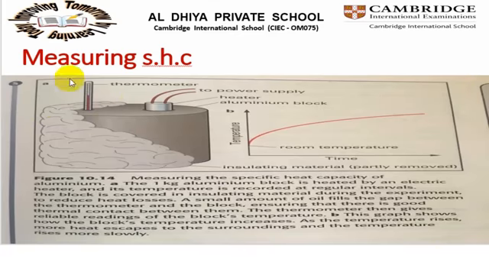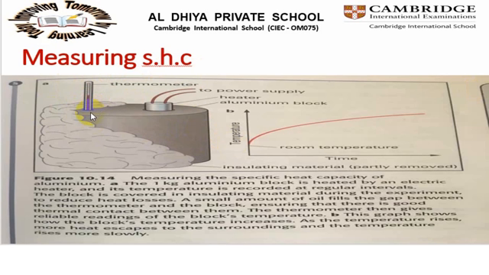How can we measure the s.h.c for a 1 kilogram aluminum block? First, we will heat it up by using an electrical heater, and we will record its temperature by using a thermometer, okay, at regular time intervals.